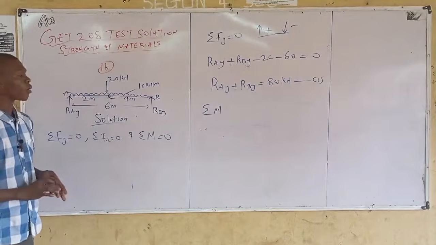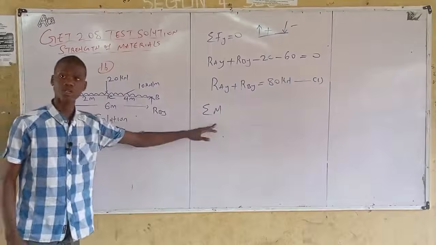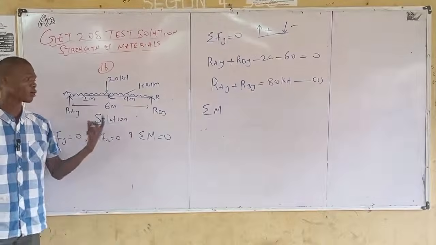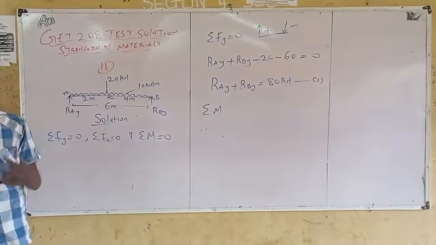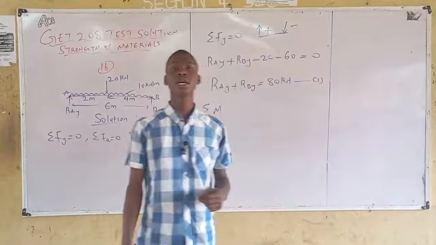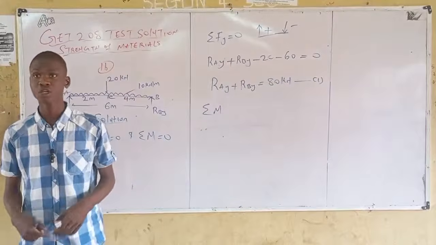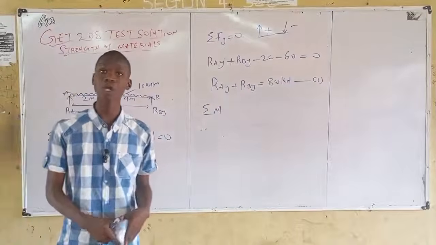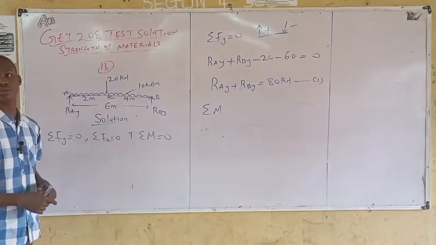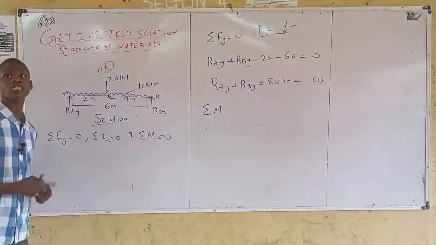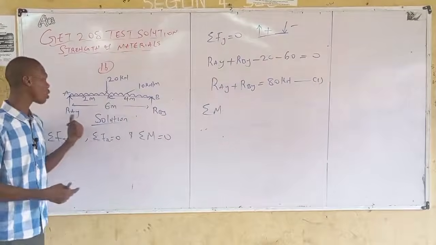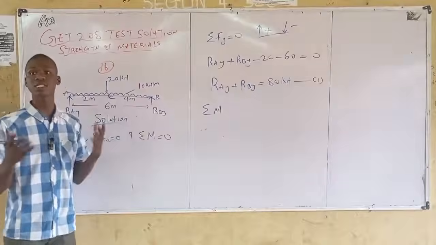Now, when you want to take your moment, you always take your moment at the point where you have your reaction. Do you understand? Now, from this beam, at which point do I have my reaction? I said, when you want to take your moment, you always take your moment at the point where you have the support reaction. Now, check this beam. Where do you have your support reaction? At point A and at point B, meaning RAY and RBY. So it is your choice. You might take your moment at point A or point B, you still get the same thing.